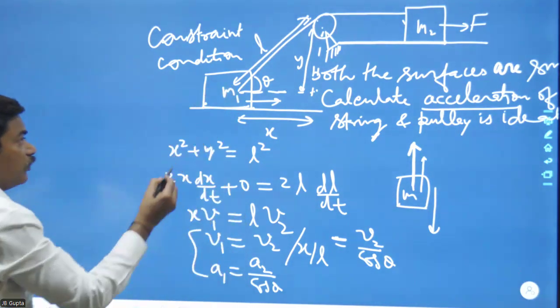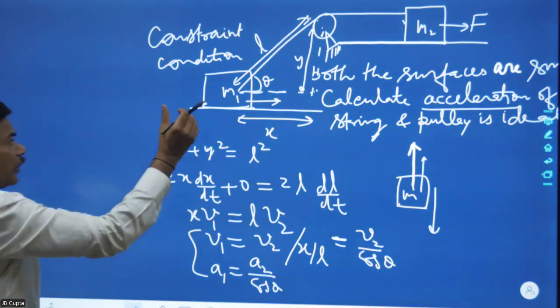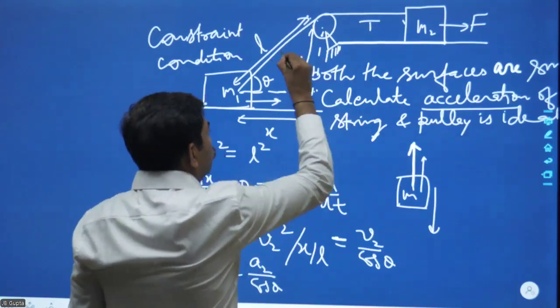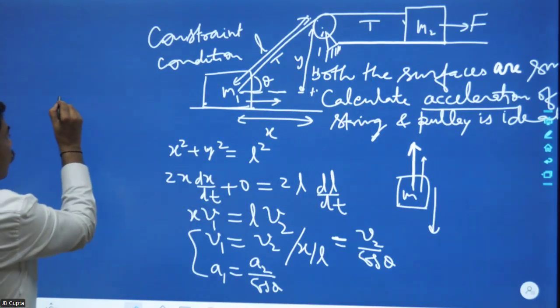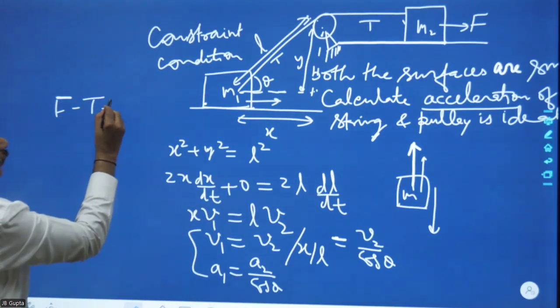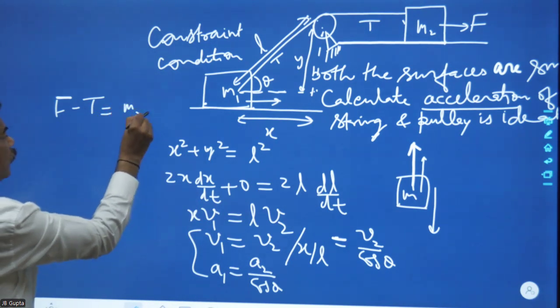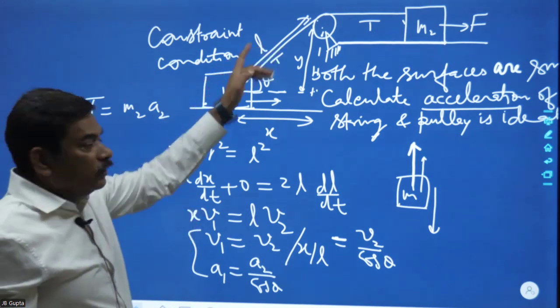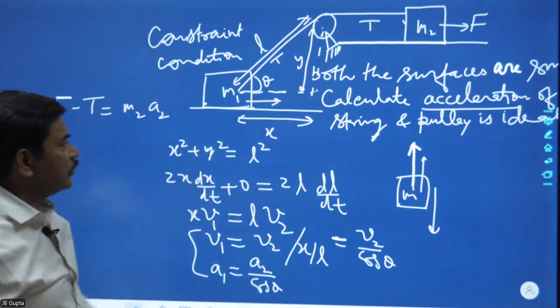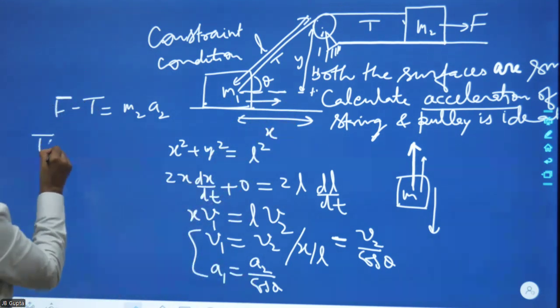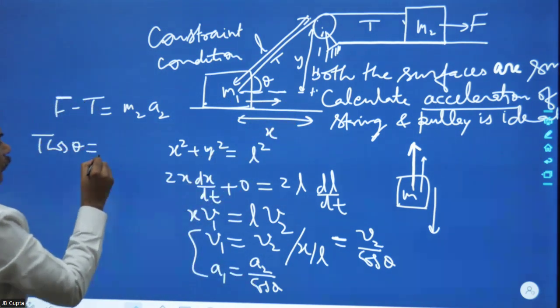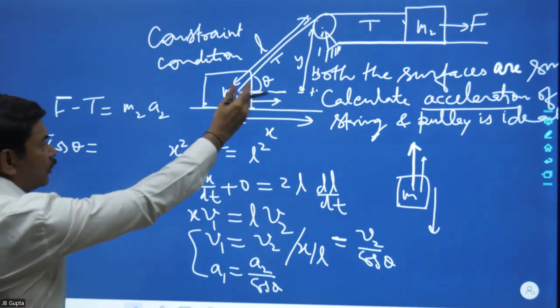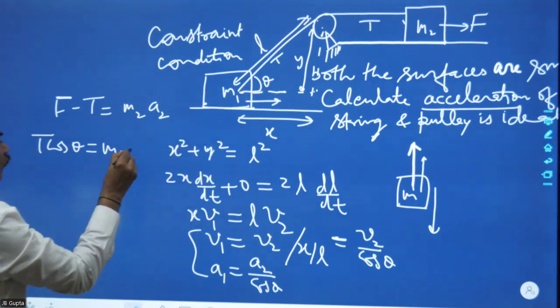अब यहां पे देखो, इक्वेशन बनेगा इस केस में. स्ट्रिंग में अगर टेंशन T है तो इसके लिए इक्वेशन क्या होगा? F - T इज इक्वल टू m2 a2. And for this block, this will be component of T in this direction because this block is moving in this direction, will be what? T cos theta will be equal to what? T cos theta is the only force acting in the forward direction. So that will be m1 a1.